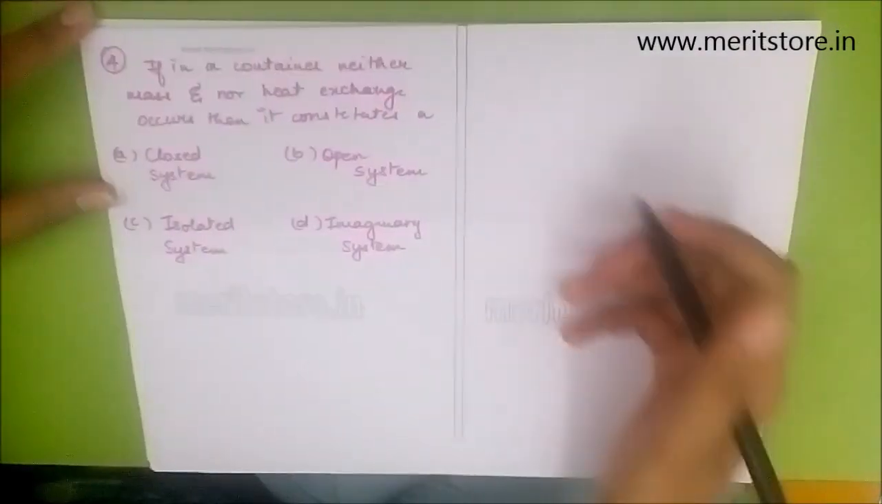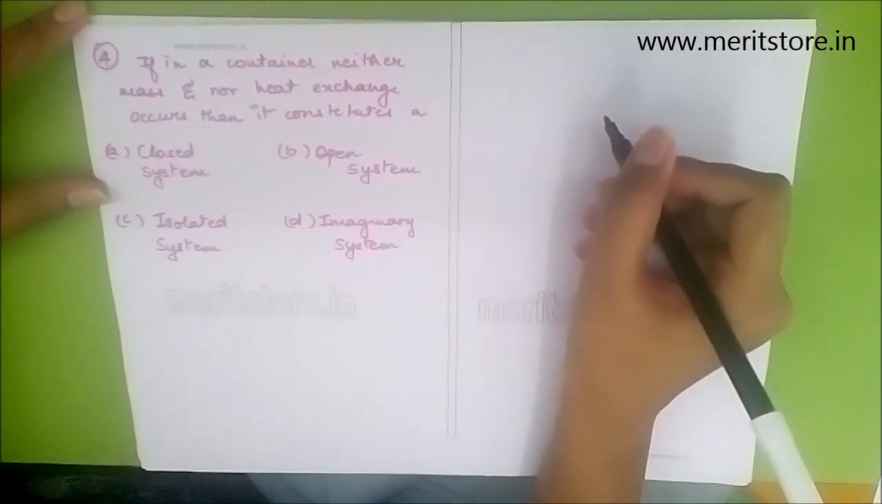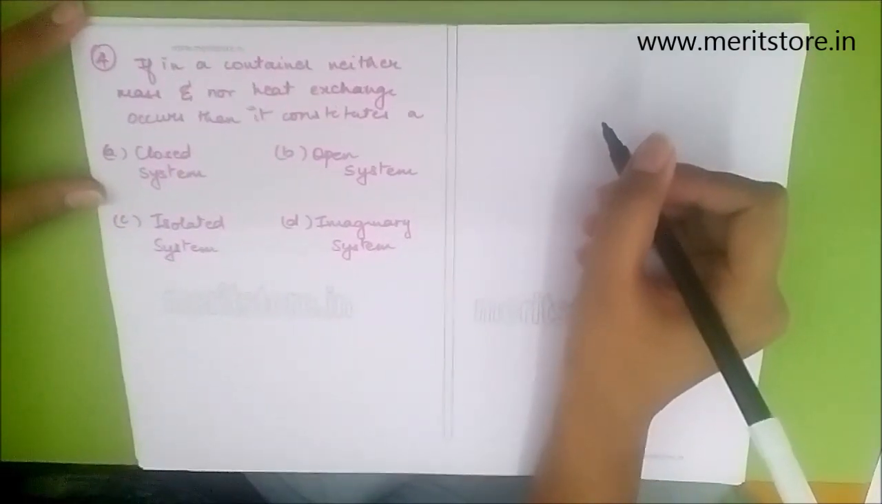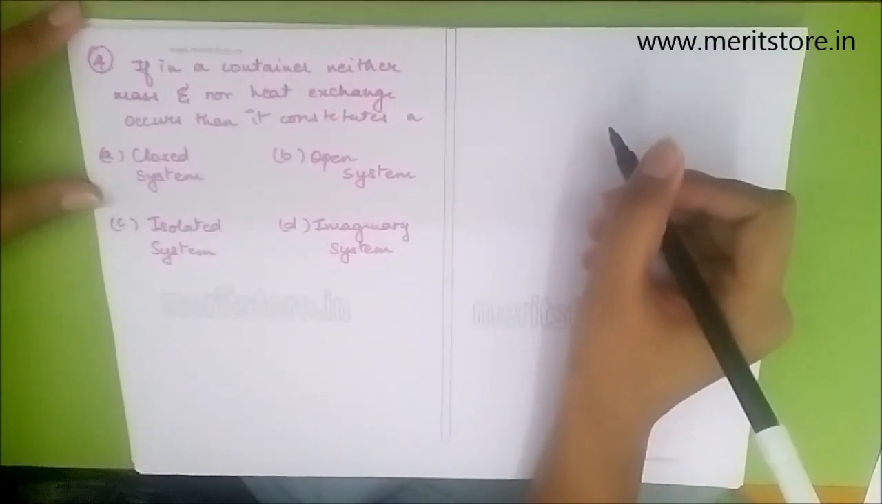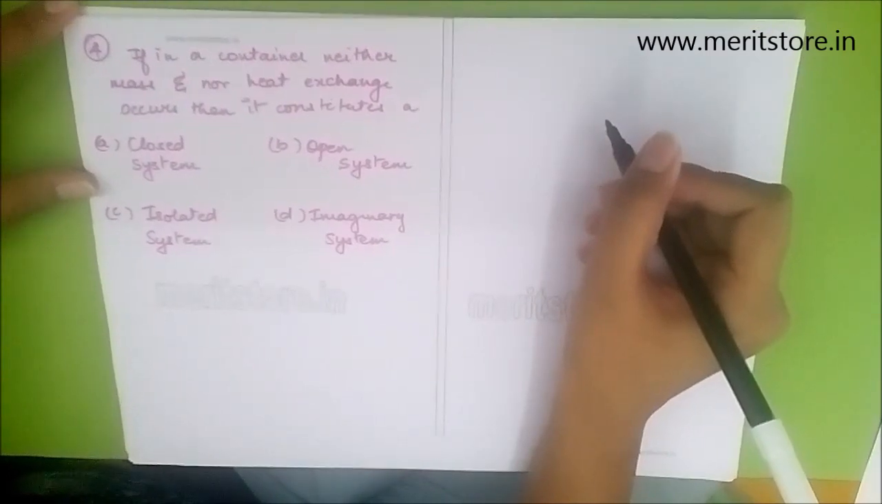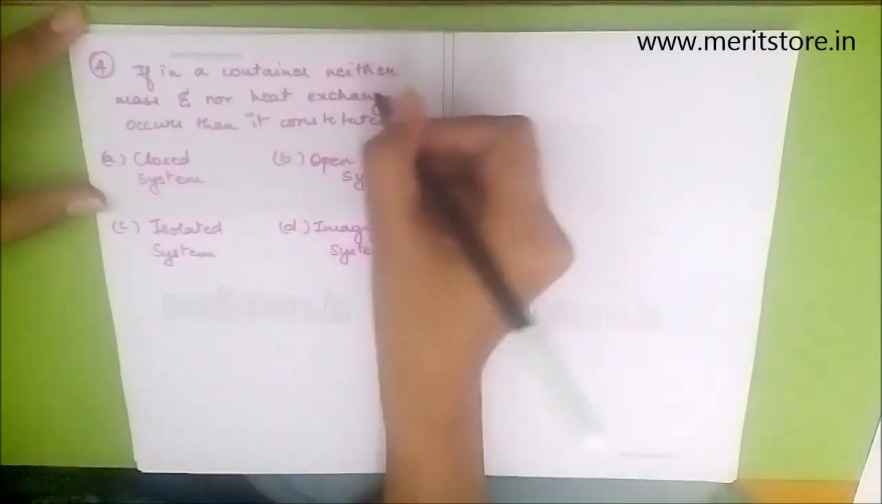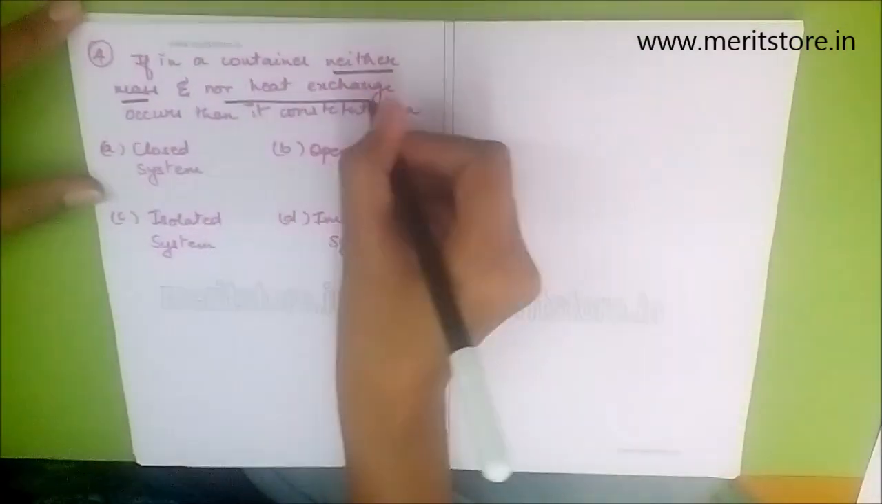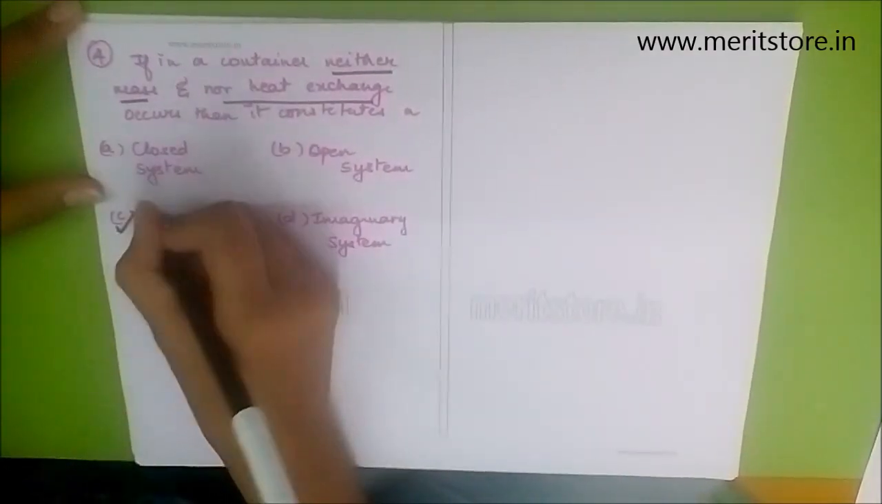If in a container neither mass nor heat exchange occurs, then it constitutes a closed system, open system, isolated system, or imaginary system. As we know that neither mass nor heat can be exchanged, so it is an isolated system.